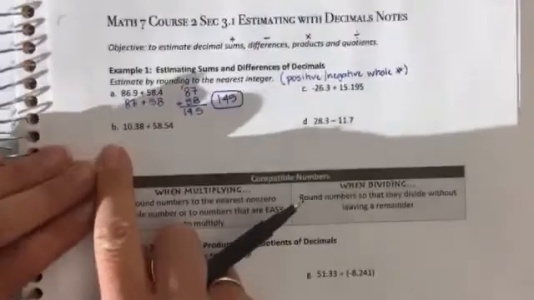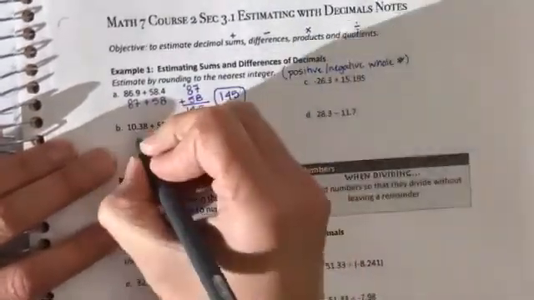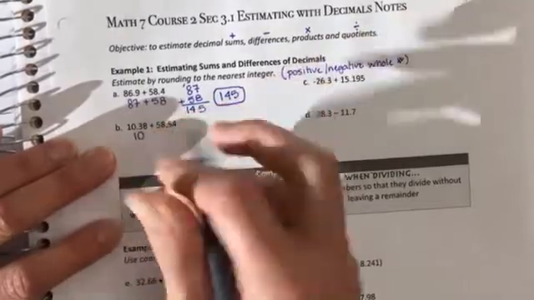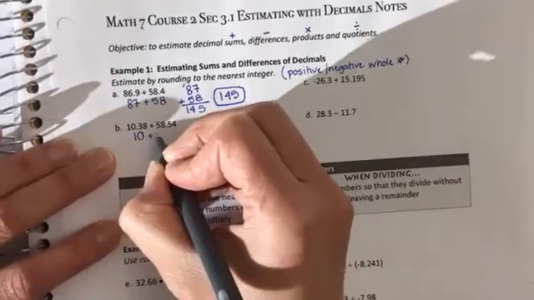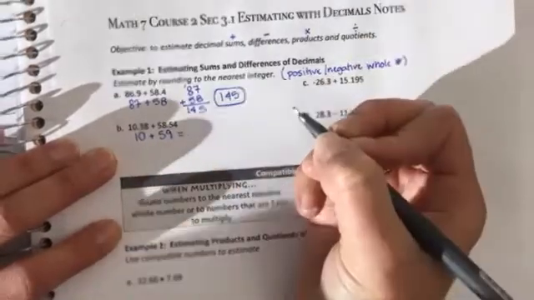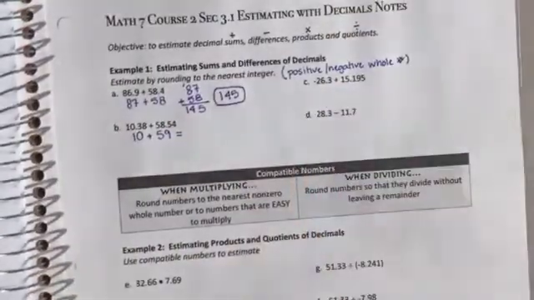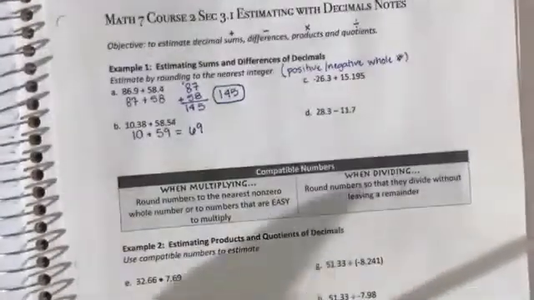Letter B. You guys are going to take the 10.38, and that would go down to a 10. 58.54 would go up to a 59. This one we can just do in our head. 10 plus 59 would give us 69.